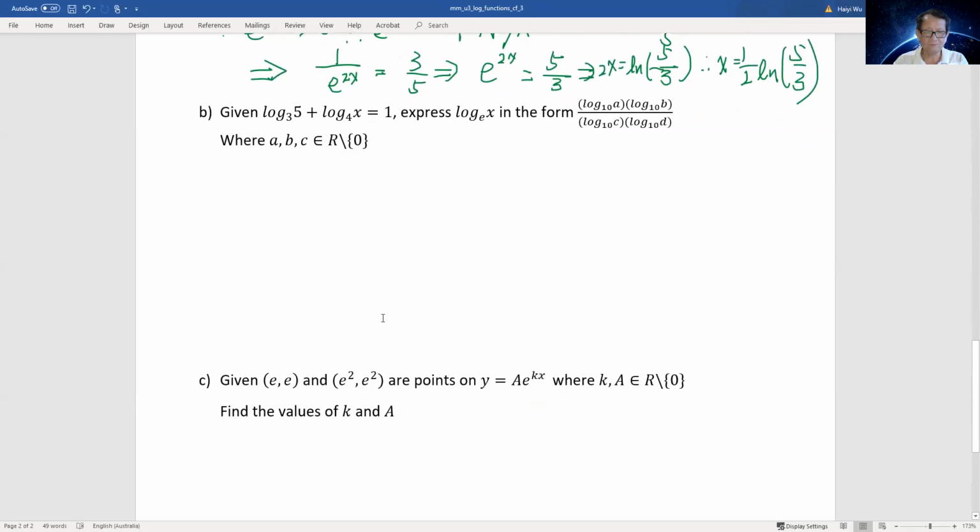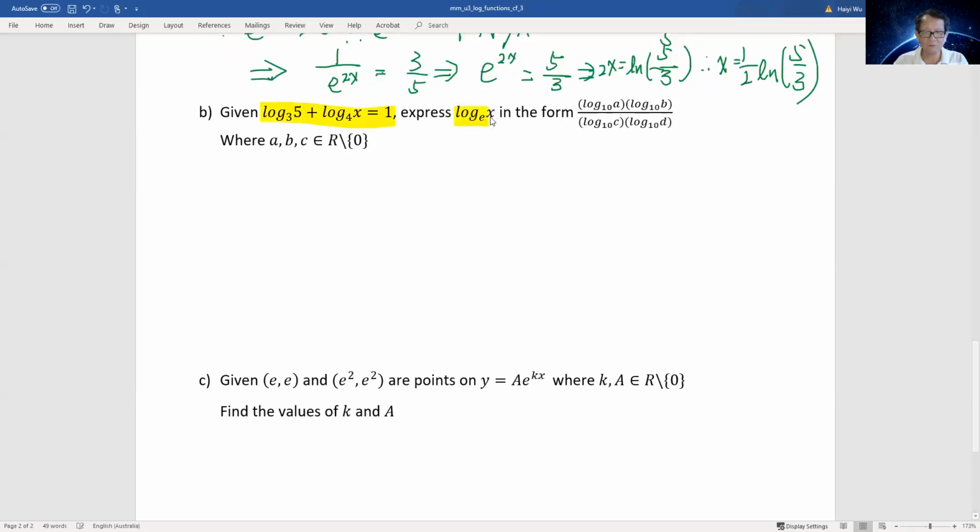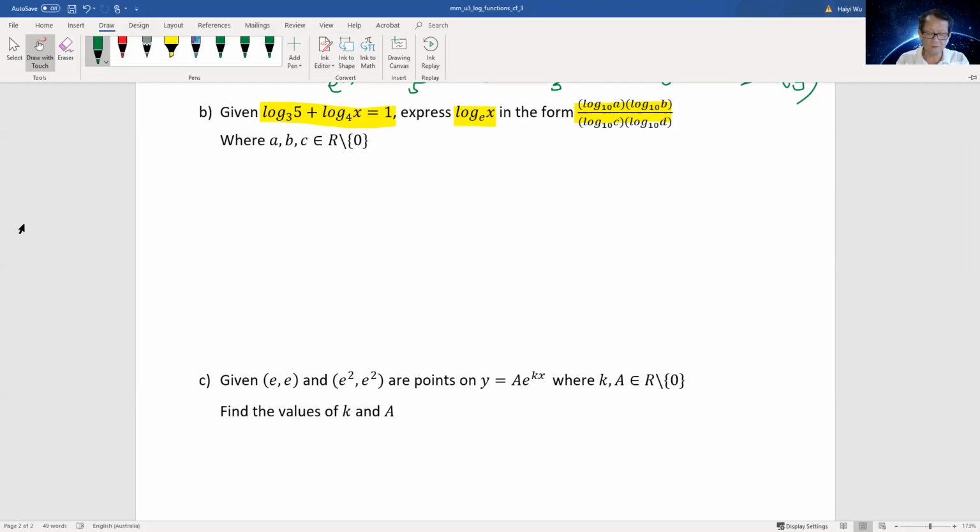Question number 2. We have a condition here, and we need to express this in terms of logs. They're all base 10 logs. So what the question asks us to do is express the log base e in terms of base 10 log expressions, given that condition. So how do we do that?